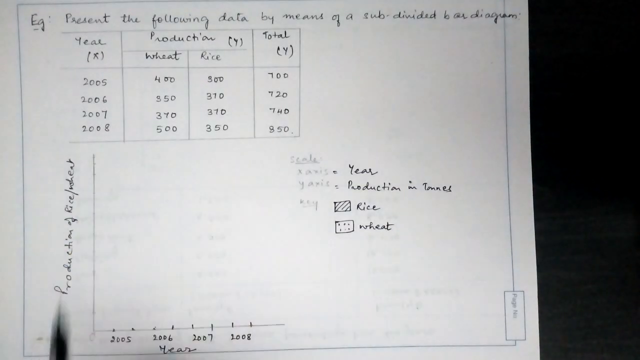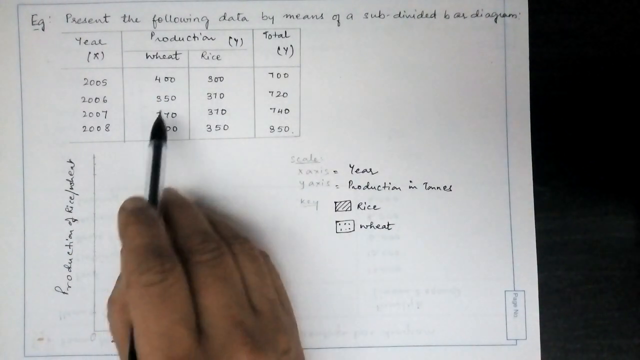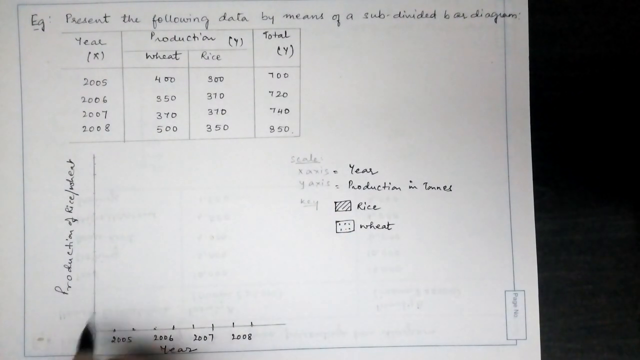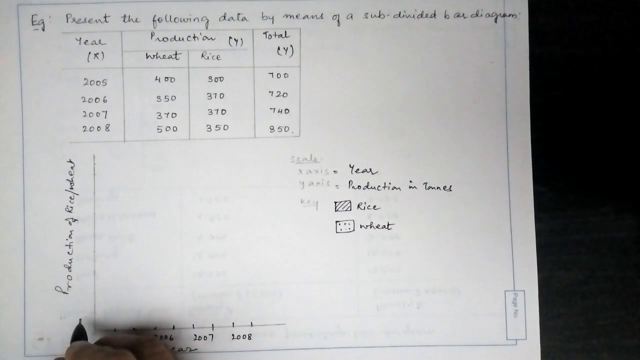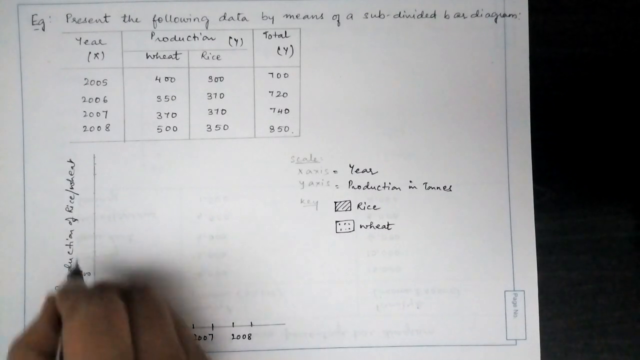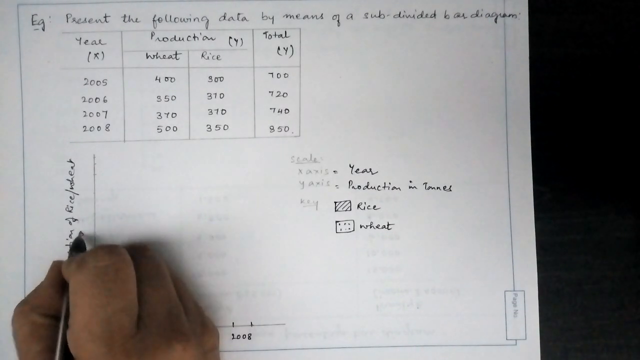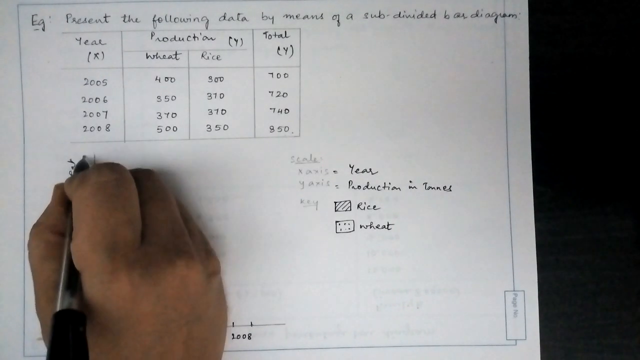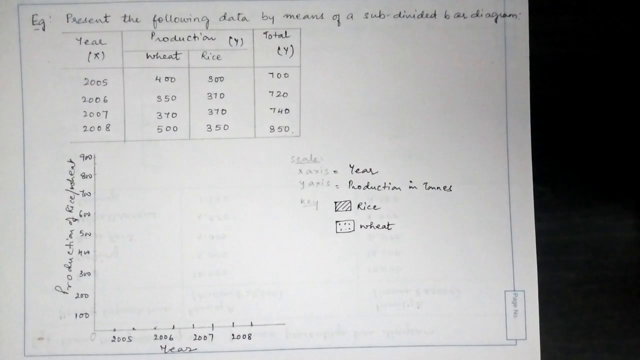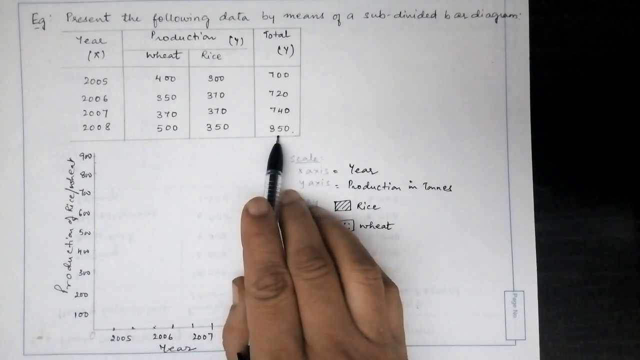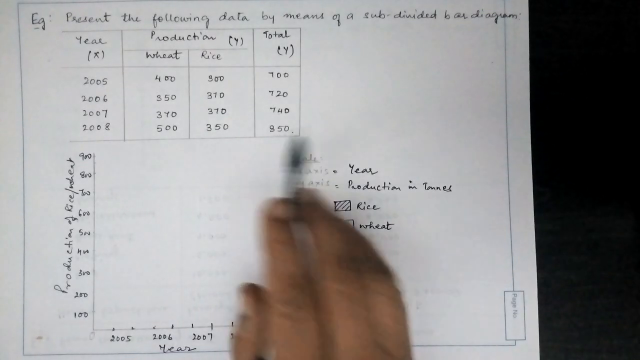Now on the y-axis, how are we going to distribute the numbers? This is 400, 300, the maximum number is 850. So we will take 100 per centimeter. Okay, so this is 100, 200, 300, 400, 500, 600, 700, 800 and 900. So that can be our maximum limit, because the largest number that we have is only 850.